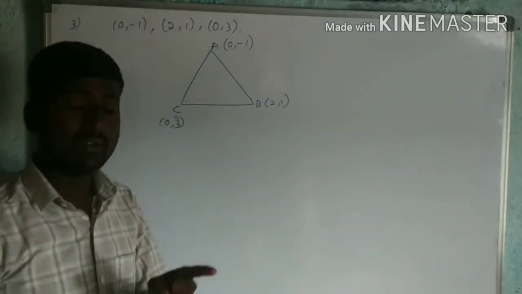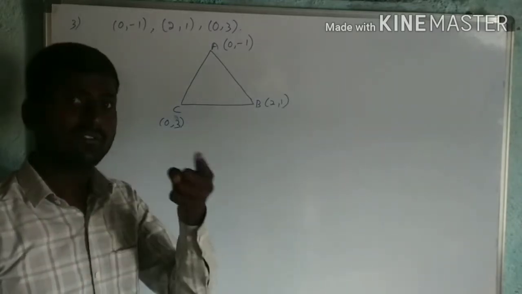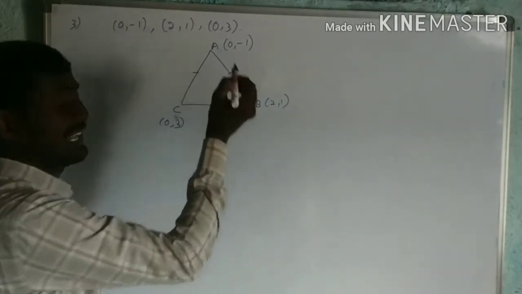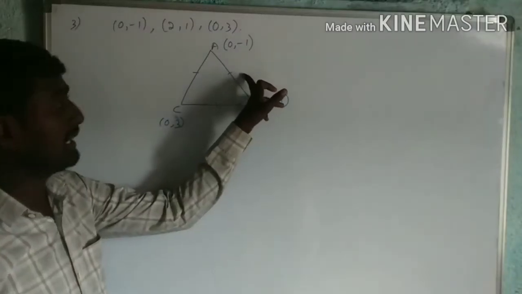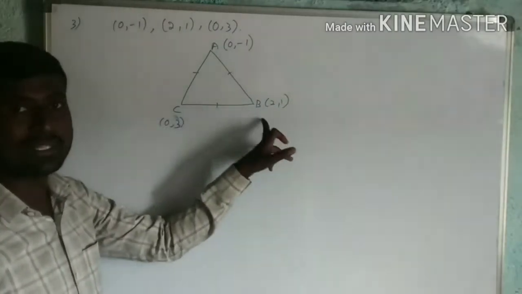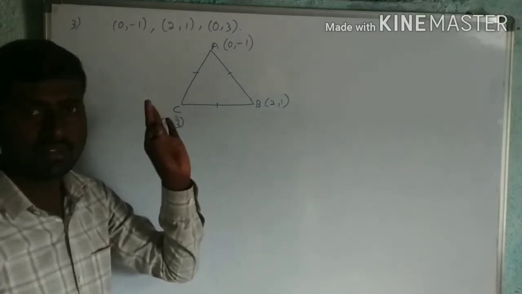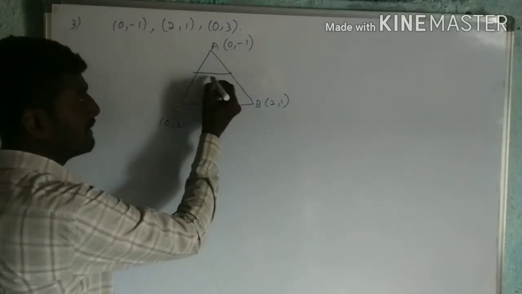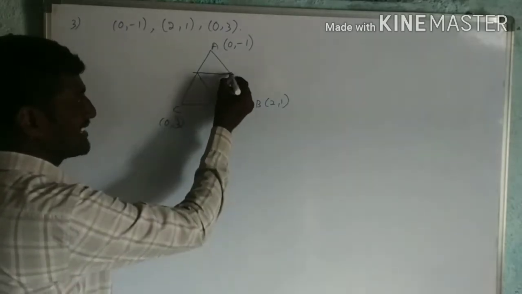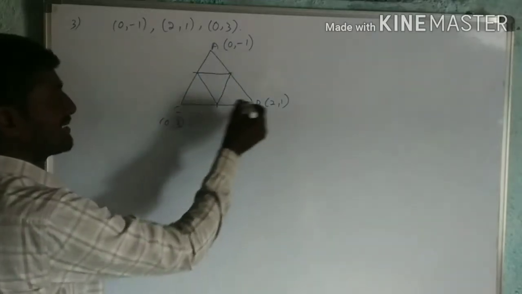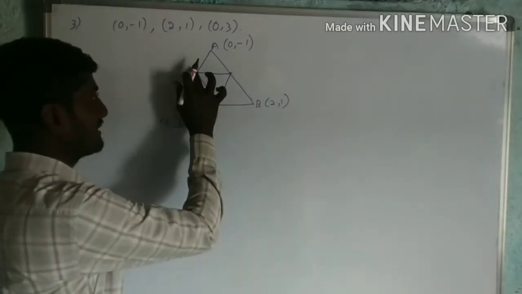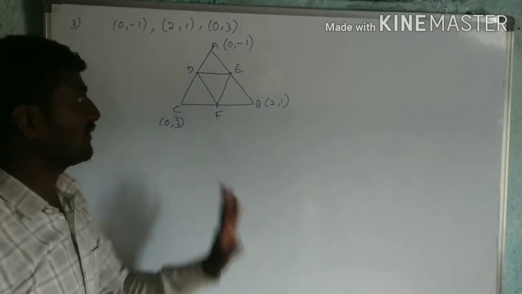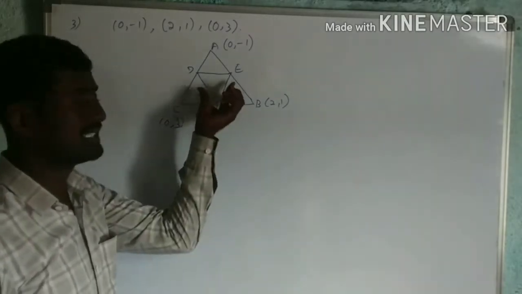They ask you to find the area of the triangle formed by joining the midpoints of the sides of this triangle ABC. So here is one point, the midpoint of AB. Here is one point, the midpoint of BC. Here is one point, the midpoint of AC. Let us take this triangle as DEF. They ask you to find the area of triangle DEF. This area you have to find.